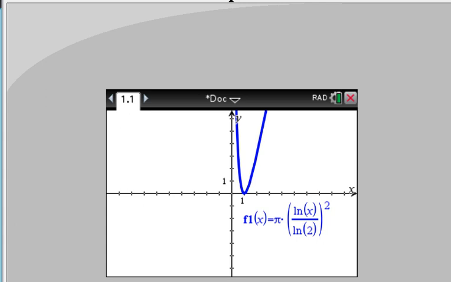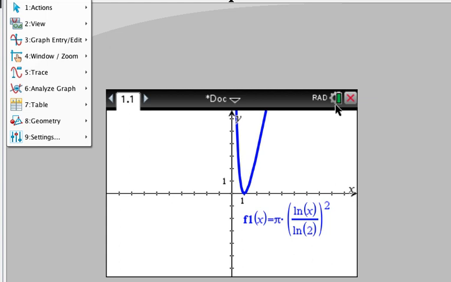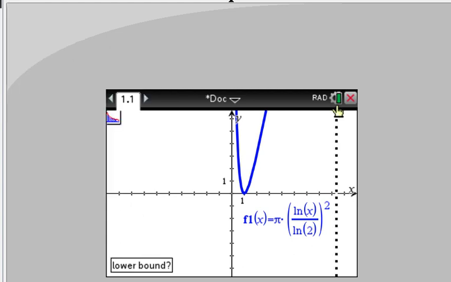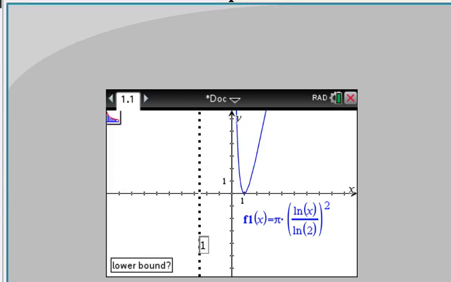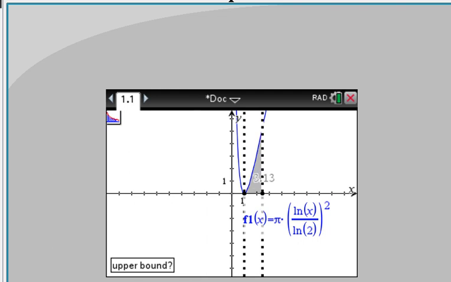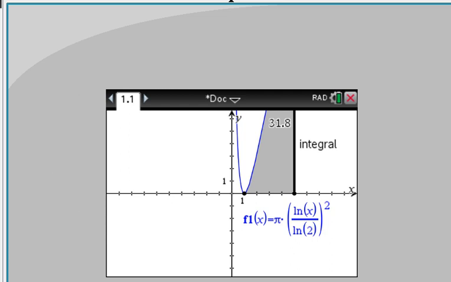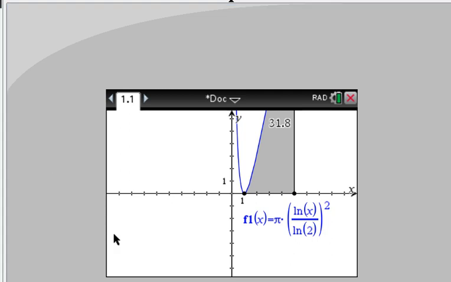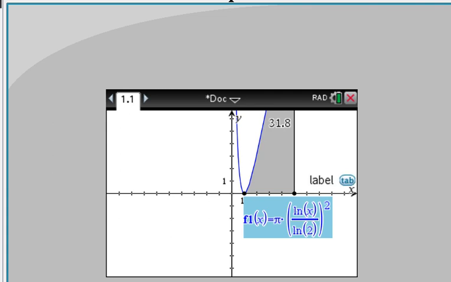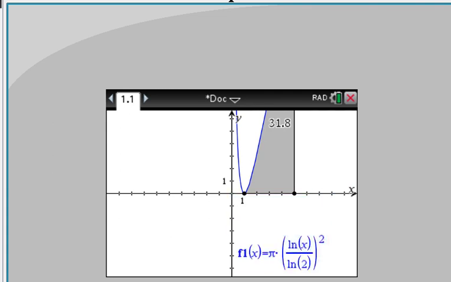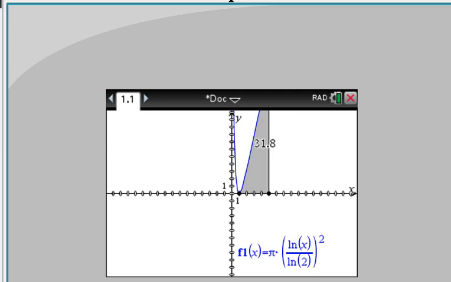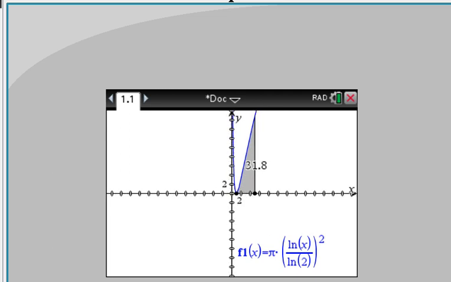Now we want to integrate that. So we go to Analyze Graph, Integral, lower bound, type in a 1, enter, and then we move over so that we start seeing that shaded area. Our upper bound is 5, hit 5, enter, and there's our area, 31.8. We could change the size here a little bit if we wanted, just so we can see the whole graph, the whole shaded region.